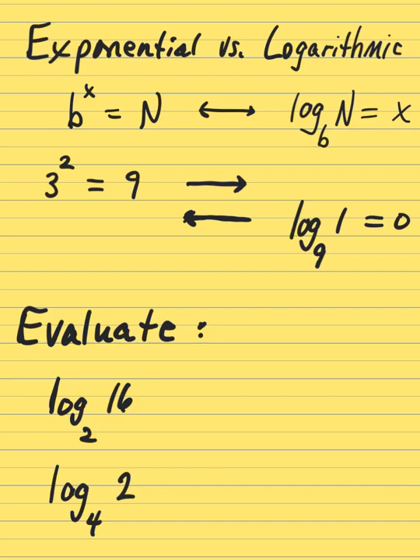Exponential form versus logarithmic form. The blueprint is the first. I call it a two-way street. B to the x equals n. Think of it as base to an exponent equals numerical value. Those three components, if rearranged, can be written in a logarithmic form.